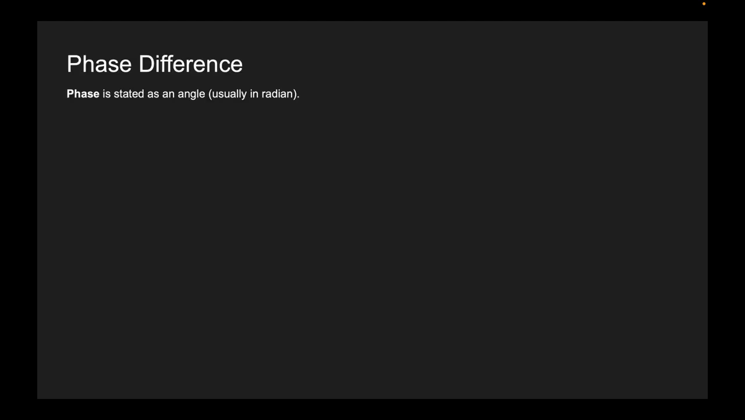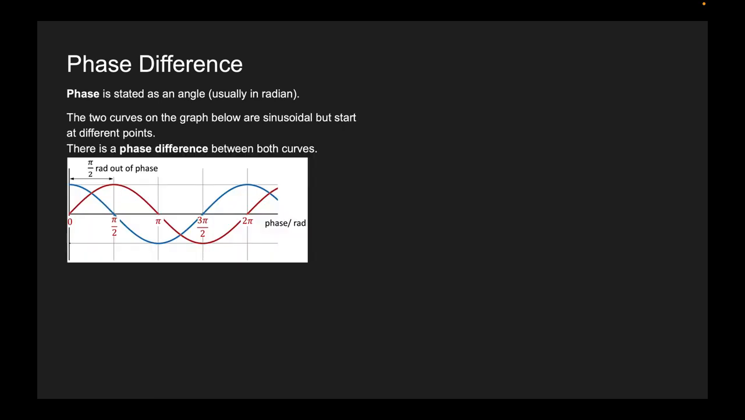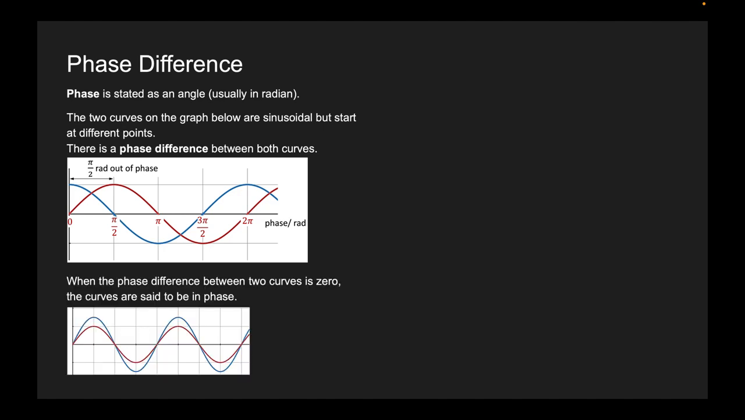Now let's talk about the phase difference. Phase is stated as an angle. We usually measure it in radians. The two curves on the graph take the shape of a sine curve but start at different points. There is a phase difference between both curves. That is, the graphs are pi divided by 2 radians out of phase with each other. There can also be a case when there's a zero phase difference. In such situations, graphs are in phase.